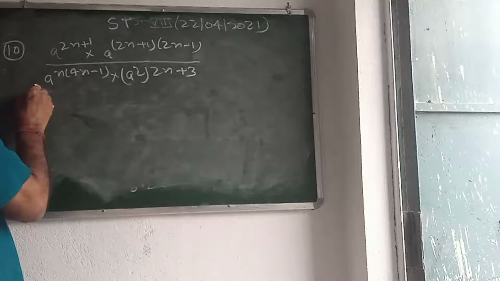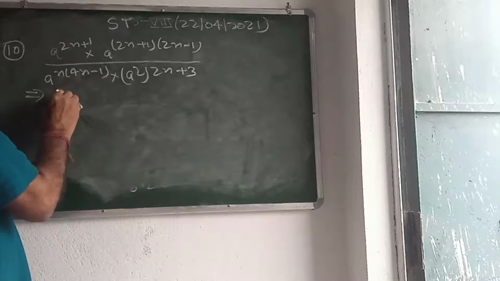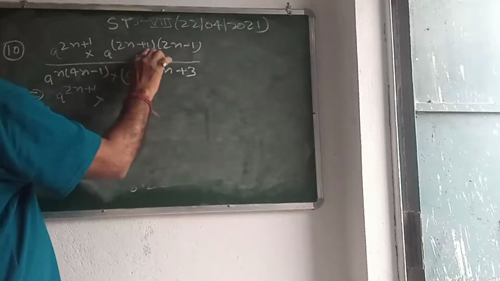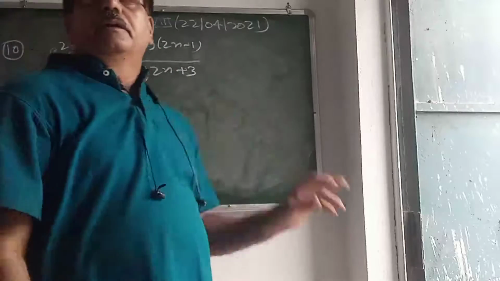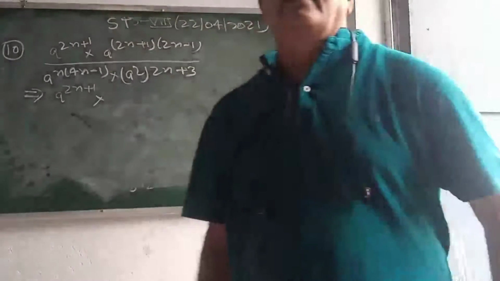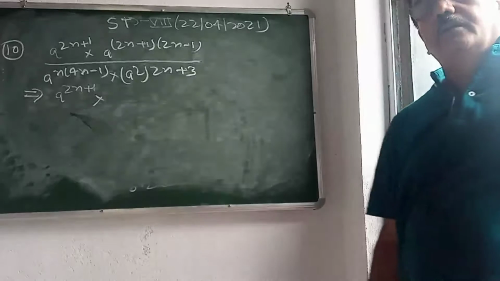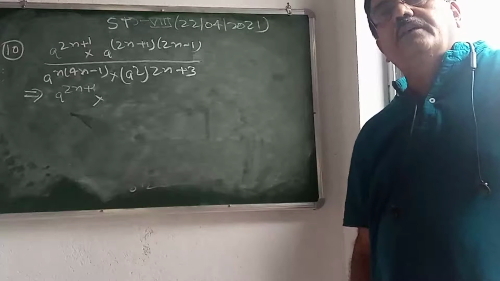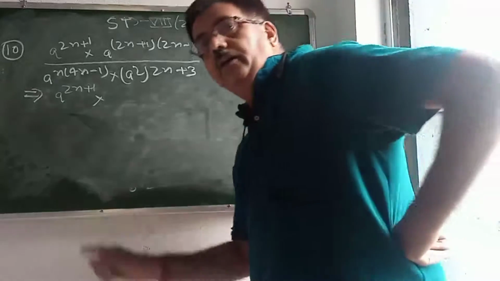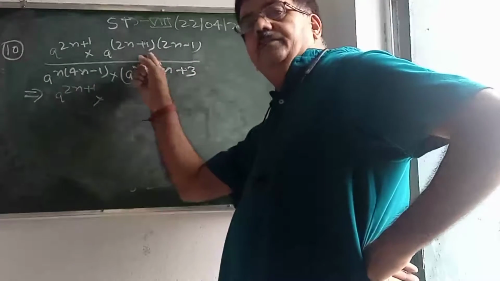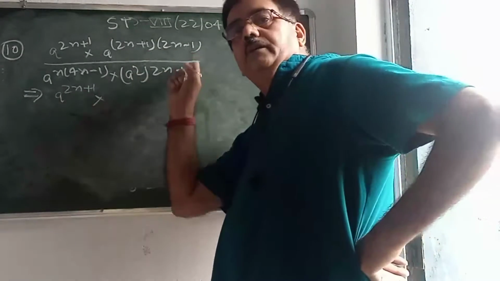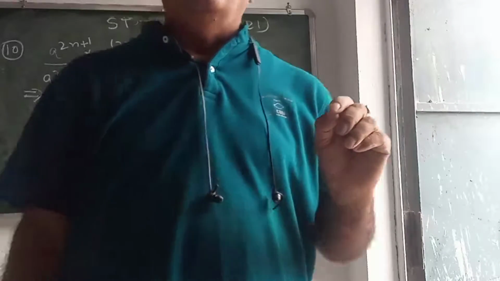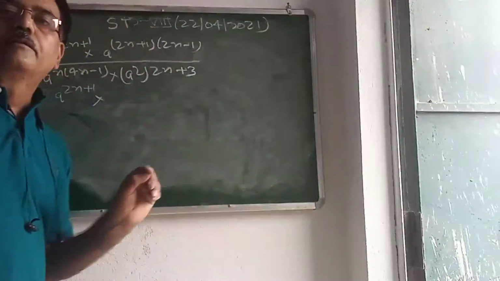So what? There we have (2n plus 1) into (a plus b) into (a minus b). So a plus b into a minus b, what is the result? The result is a square minus b square. So this is in the form of a plus b into a minus b. Right? So we will use this formula: a plus b into a minus b, the result is a square minus b square.